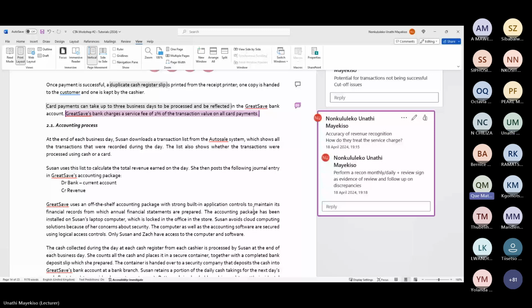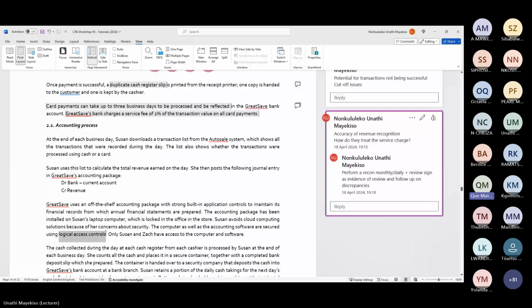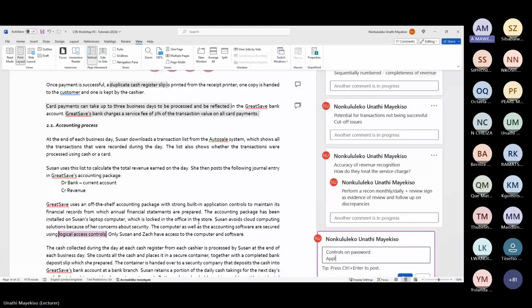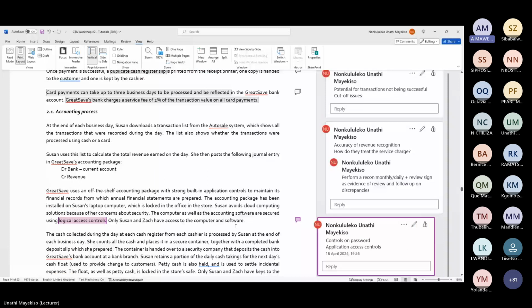What do we think? Controls and password. Let's see. We want the logical access controls. Yes, logical access control, yes. I also see them talking about logical access, but I don't see them talking about application access controls. Yes. So based on what you told us yesterday, the computer should have logical access control, and within, if there's any application that is being used, there should also be a password. From the way I'm seeing, it's just a logical access control that protects the laptop. Yeah, I'm not seeing that.